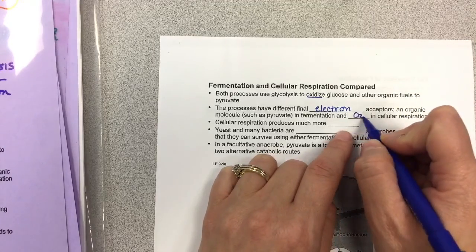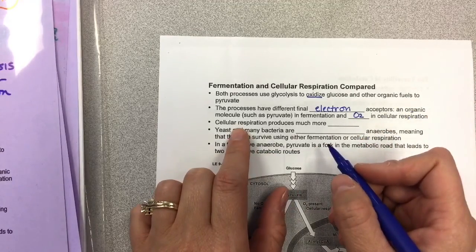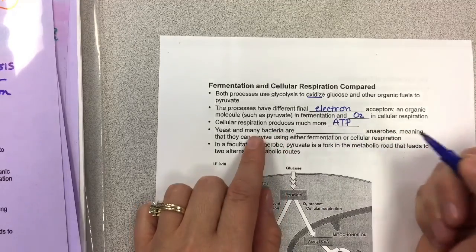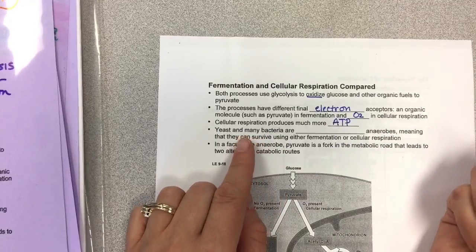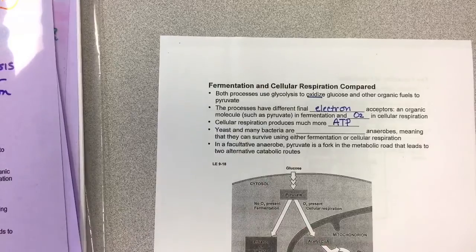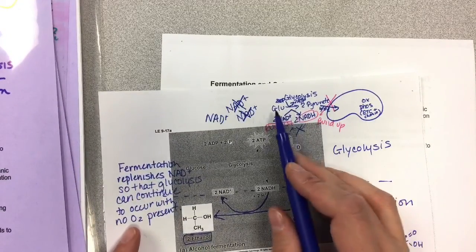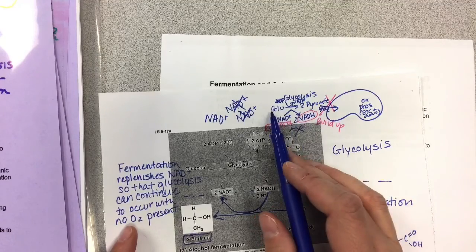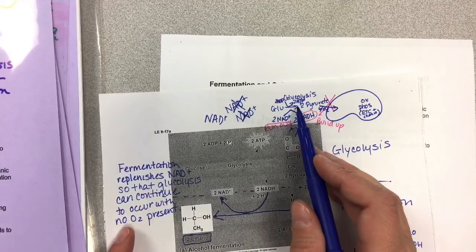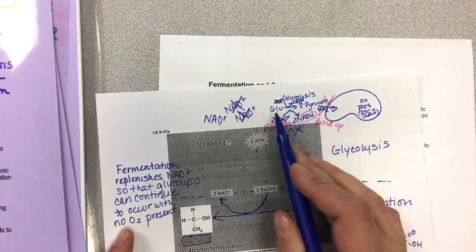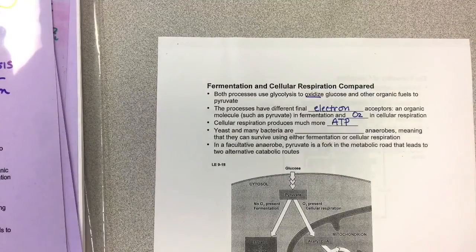You should have O2. Cellular respiration produces much more ATP than fermentation. Why? Because in cellular respiration, you can do all the steps. In fermentation without oxygen, you can only do glycolysis, and for every glucose molecule, you can only make 2 ATP versus up to 38 ATP if you do the full cellular respiration process.